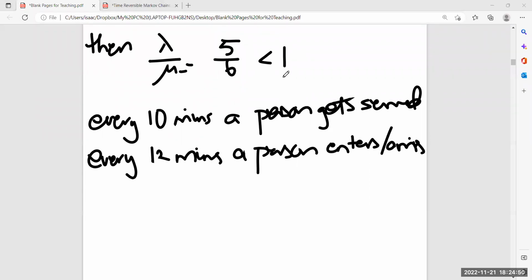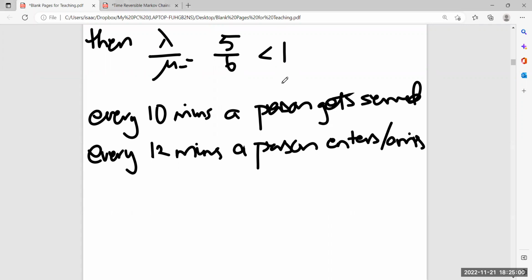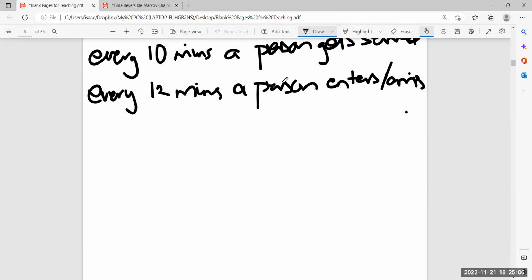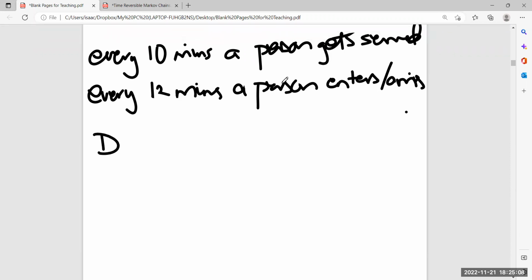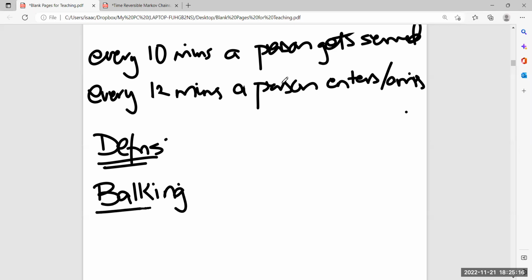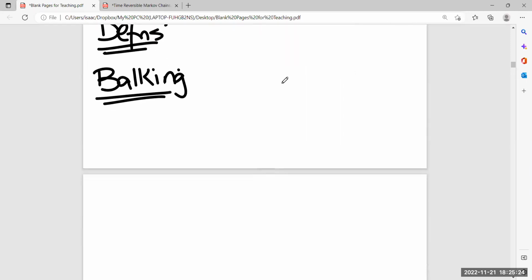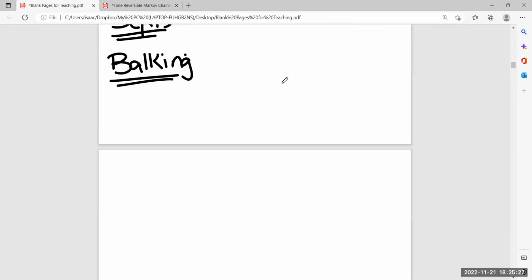All right, so let's see. There is some other notation that we need to clear up before we actually start queueing theory. There are some terms and definitions that we need to look at. There's something called balking. Let's see what balking is.